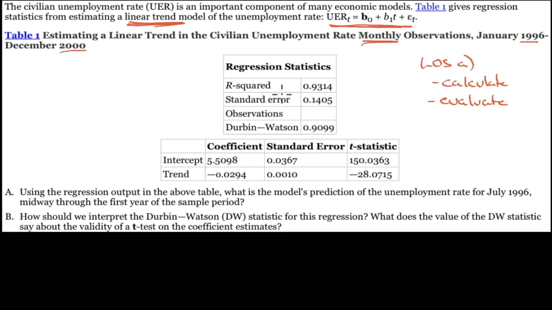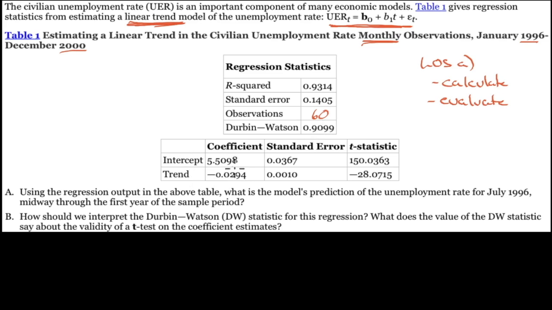Great. Here's our regression R squared. Really nice fit. The standard error. Observations. It looks like we were intended to solve for the observations. Well, we know it's 60, so let's go ahead and put that in. Look at our Durbin-Watson, 0.9099. Now that we're familiar with the table of Durbin-Watson critical values, this is well below 1.9. So we know we're going to reject the null hypothesis that there is no serial correlation. We're going to find serial correlation. I think it's pretty obvious.